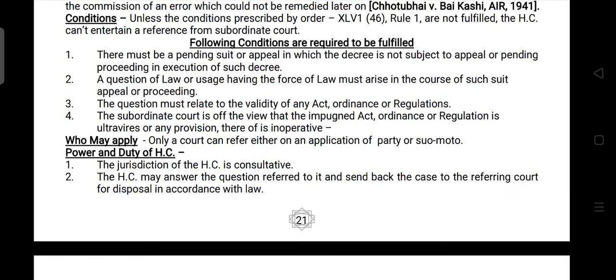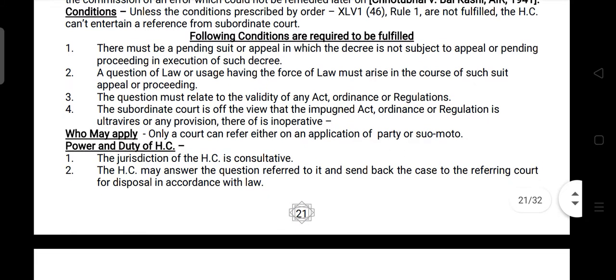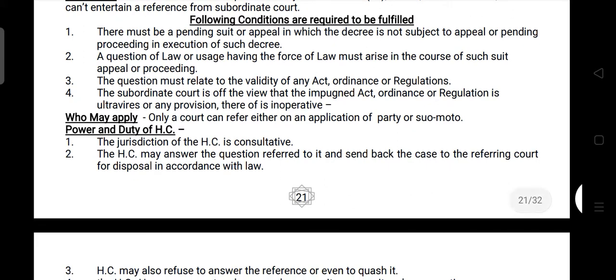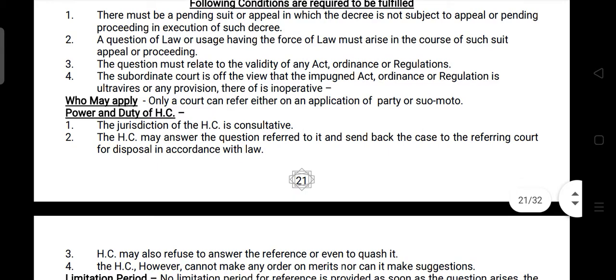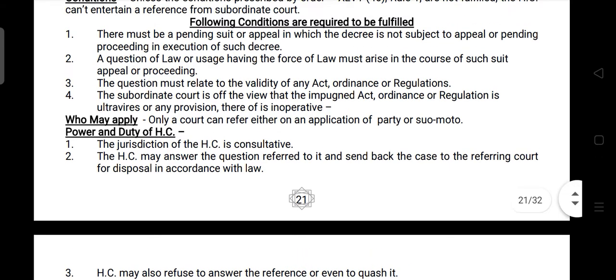So these are the required conditions that must be fulfilled for the purpose of making a reference. Who may apply for reference? Only a court can refer, either on an application of a party or suo motu. So the reference can be made by the court itself, either on the application received from the parties to the suit or on its own motion.